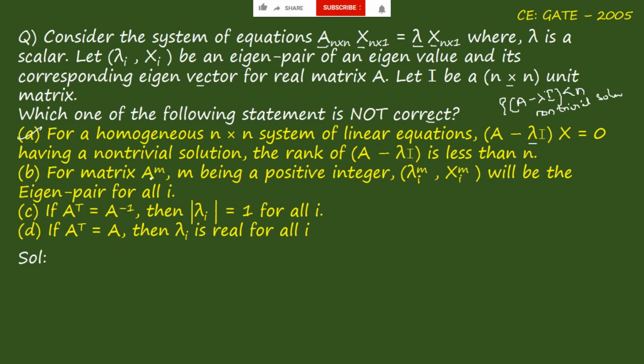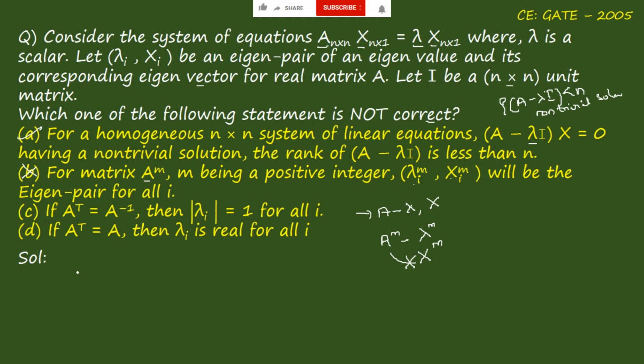Now they are saying that for matrix A power m, m being a positive integer, lambda power m and x power m will be an eigenpair. What they are saying is that if A is a matrix, lambda is an eigenvalue and x is an eigenvector, and if you consider A power m, then lambda power m is the eigenvalue. Now coming to x power m as the eigenvector: when we have A power m, do we have x power m as the eigenvector? No, right? It is a wrong one. So option B is wrong.